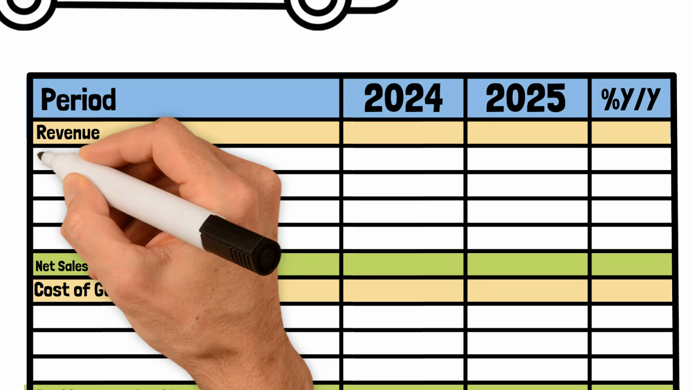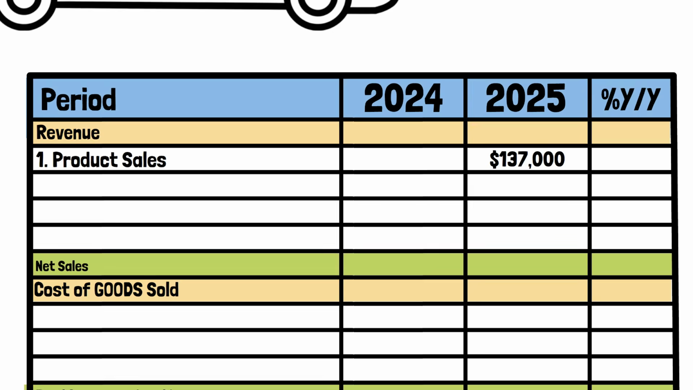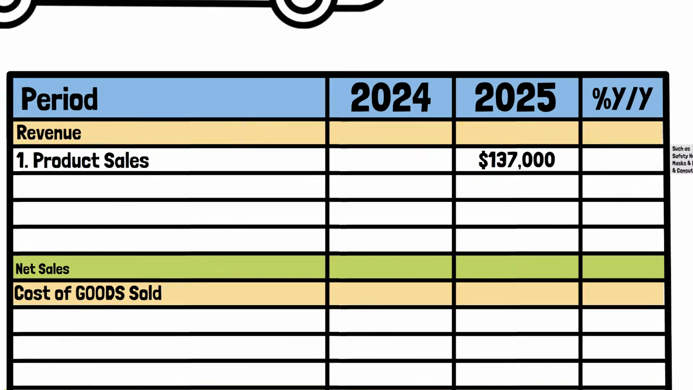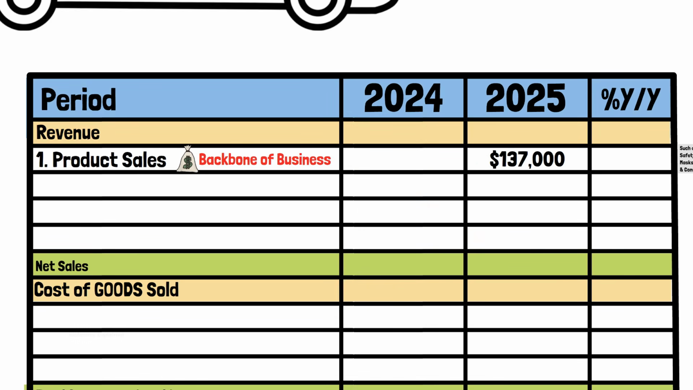The year begins with revenue. Product sales generated $137,000. This revenue came from selling items such as safety helmets, gloves, protective eyewear, masks, and industrial tools to factories, warehouses, and construction companies. Product revenue forms the backbone of this business, but it also carries direct costs because products must be purchased, stored, and delivered.